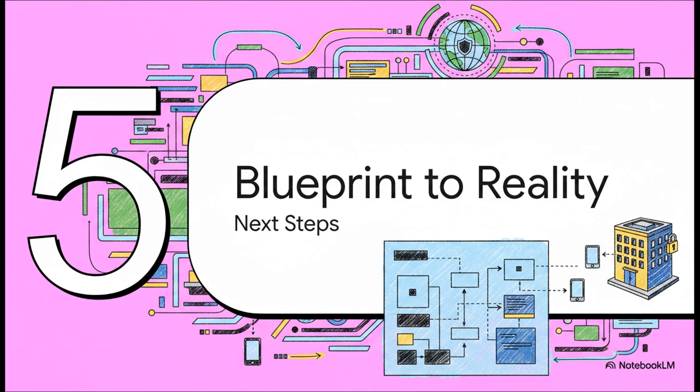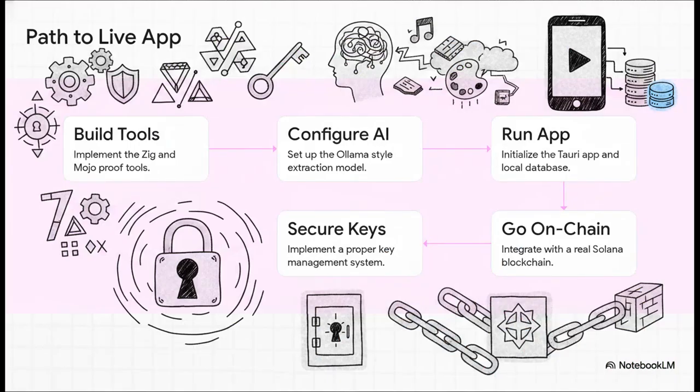So you see, this isn't just some abstract academic idea. The blueprint gives us a really clear step-by-step roadmap for taking this concept and turning it into a real, functioning application that people can use. And that path to a live app has 5 clear steps. You start by implementing those core crypto tools we talked about. Next, you set up and configure the AI model that's going to find those unique author fingerprints. Then you fire up the main application itself to get the user interface and the local database running. And finally, you take it all live by hooking it up to a public blockchain like Solana and building a secure way for users to manage their keys.